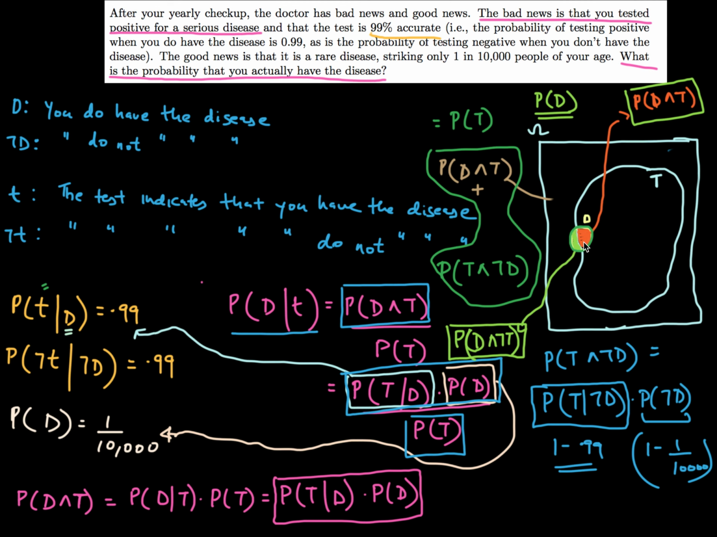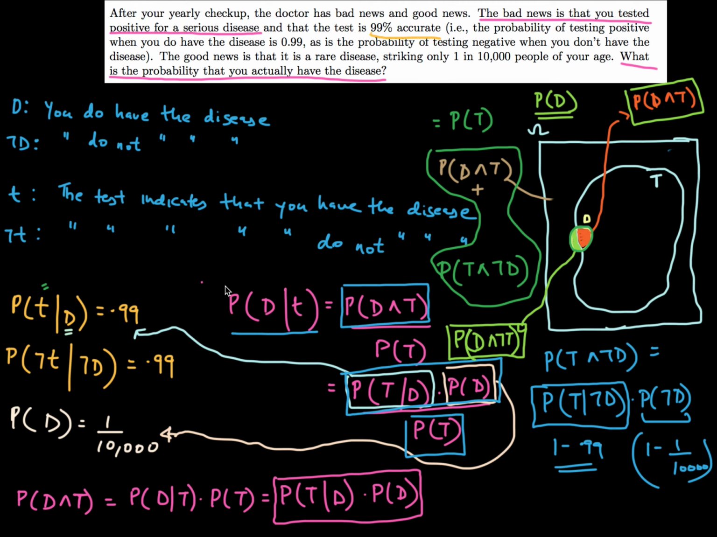The orange piece over here has the probability of 0.99, but keep in mind your sample space has reduced. It has reduced to only be on that region where D has happened. It does not mean the entire sample space. It's just the region where D has happened. So the probability of a test being positive given D is 0.99, and what you're asked to find is the probability of you having the disease given that the test is positive.